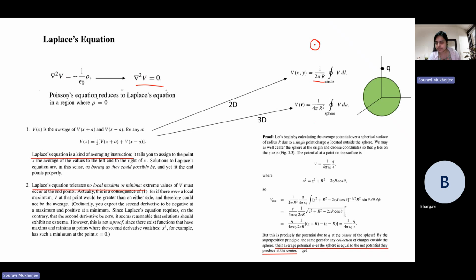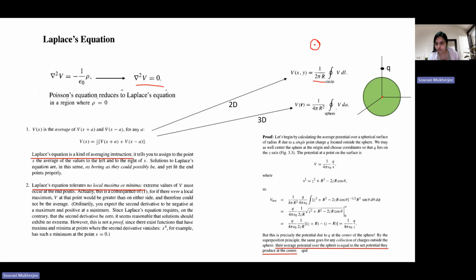Similarly, for 3 dimension, what it means is, now if you consider a point like this, the same point, but now you consider a sphere around it. Okay, so suppose you want to find the potential here. So you find a sphere around it, and there is a surface enclosing this point. Okay, that is the surface of the sphere.